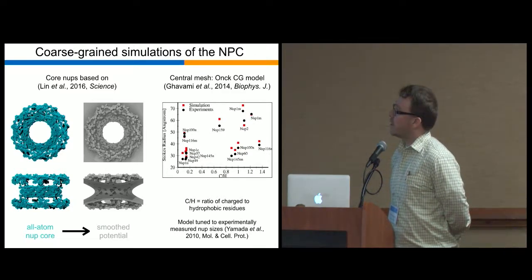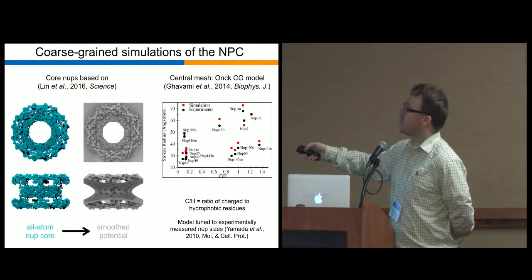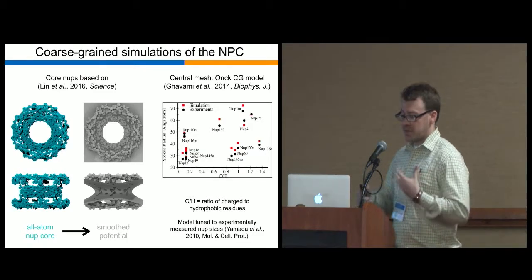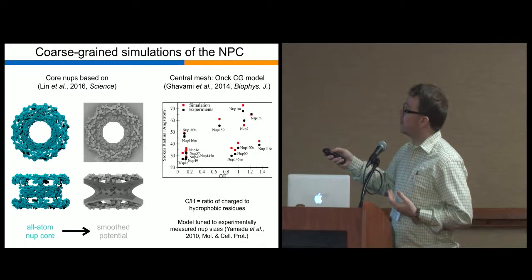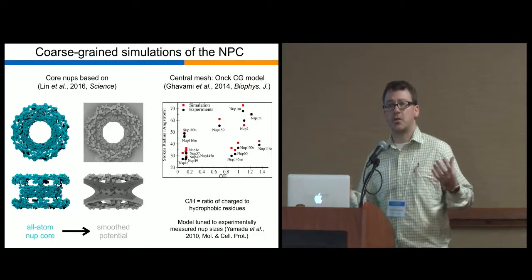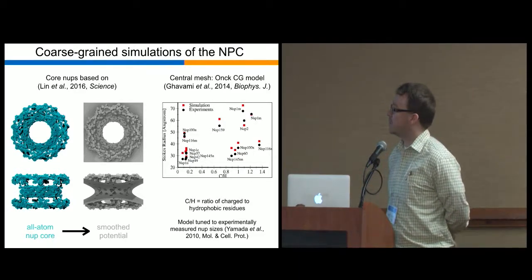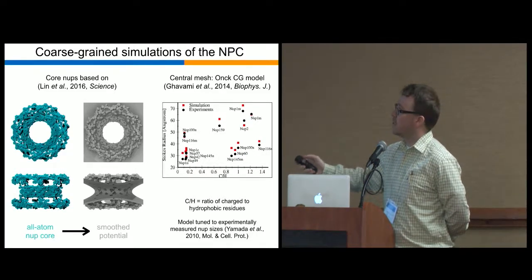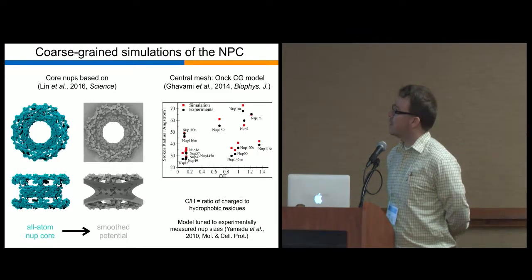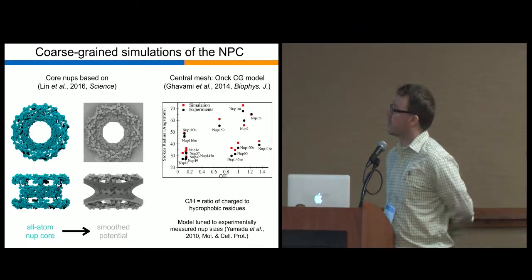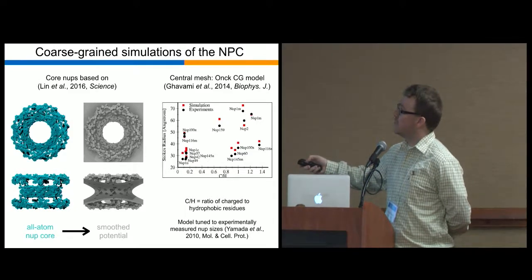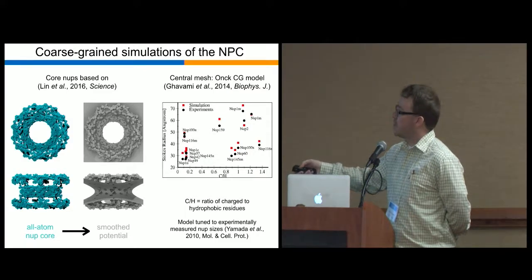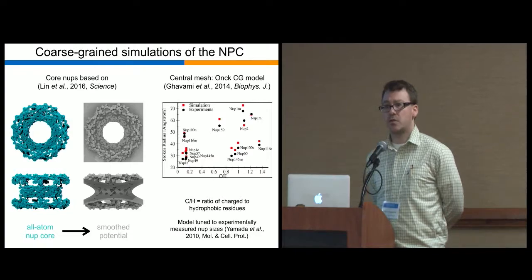The reason I call them core NUPs is because the ordered part I consider to be the core, and the NUPs that form the central mesh are actually the long N-terminal tails of these ordered NUPs. So we took what they mapped in all atom and built a potential. And in addition to just what was seen in all atom, we added a curved surface for the nuclear envelope itself.